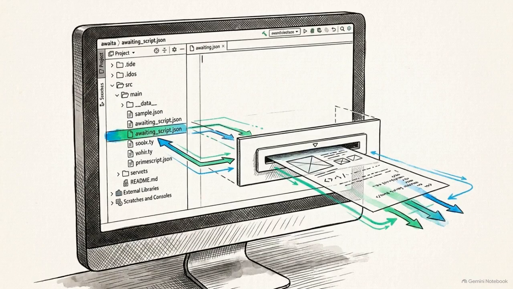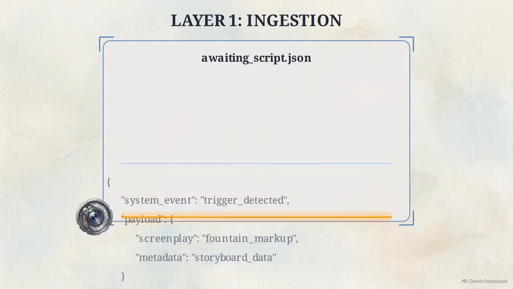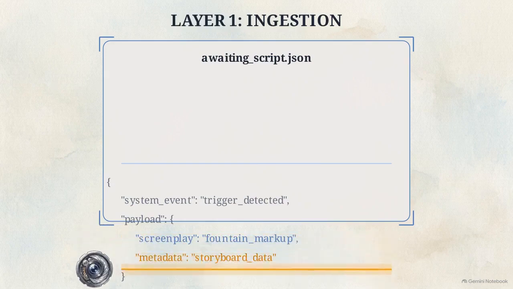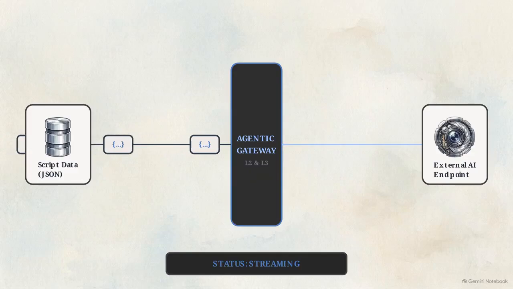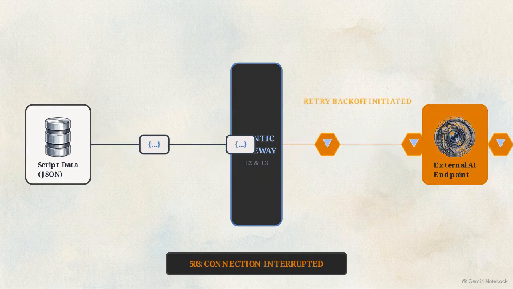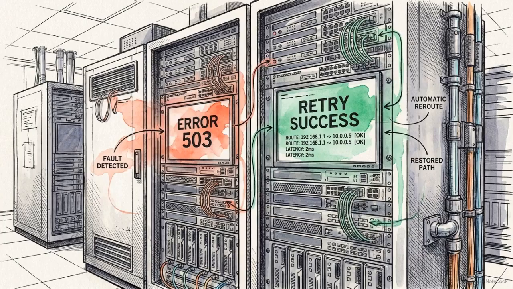The automated pipeline begins at the Layer 1 ingestion phase. The system monitors the awaiting script.json file to detect incoming scripts and storyboard metadata in real time. Once data is detected, Layers 2 and 3 act as secure agentic gateways, managed through the systemconfig.py module. These gateways parse the JSON data and transmit structured prompts to external AI endpoints for rendering. To maintain stability during long compilation tasks, these layers utilize automated retry backoffs if an API connection is interrupted. Establishing a fault-tolerant ingestion layer is the prerequisite for all downstream autonomous rendering.